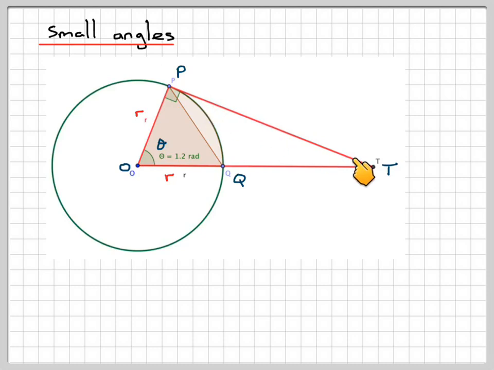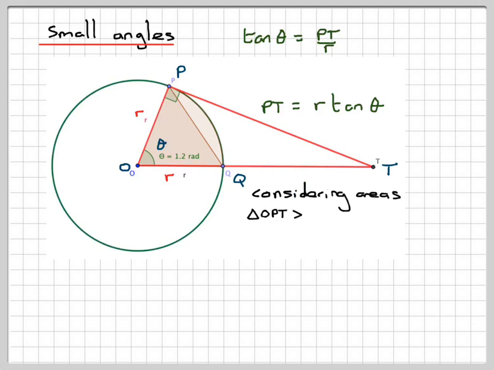So we need to find this length here. Using tan of this angle here, theta, measured in radians, is going to be PT divided by R. And if we rearrange that, PT will be equal to R tan theta. Now the area of triangle OPT is bigger than the sector OPQ, which is bigger than triangle OPQ.